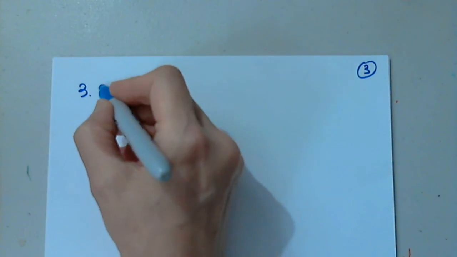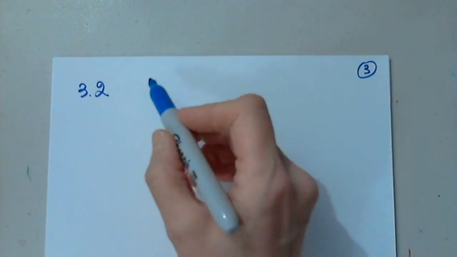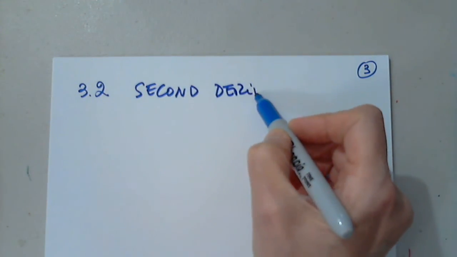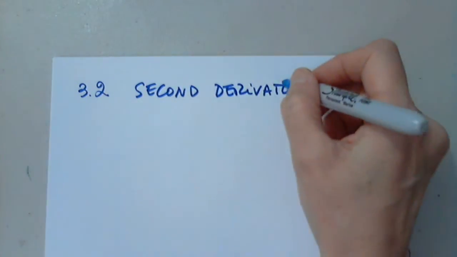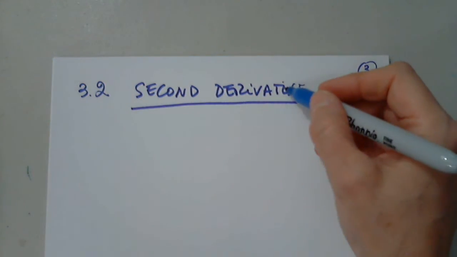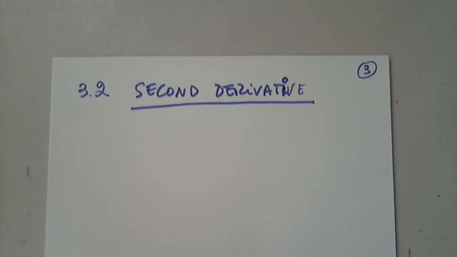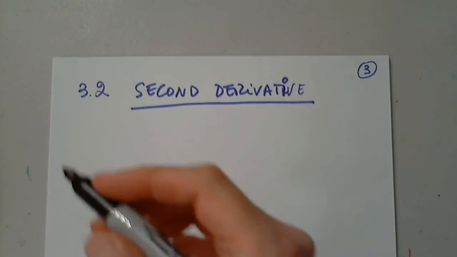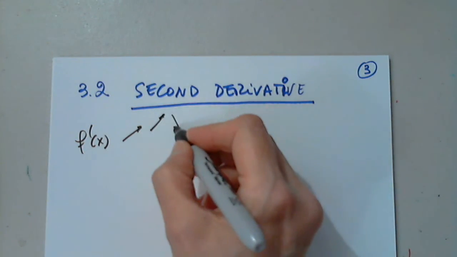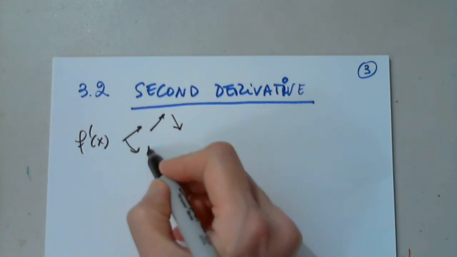Okay. So in section 3.2 now, we are talking about the second derivative. And no, don't get scared. I talk and write at the same time. We're not going to go beyond the second derivative. That's it. So refreshing your memory, f prime of x gives us increasing and decreasing intervals and gives us max, min.